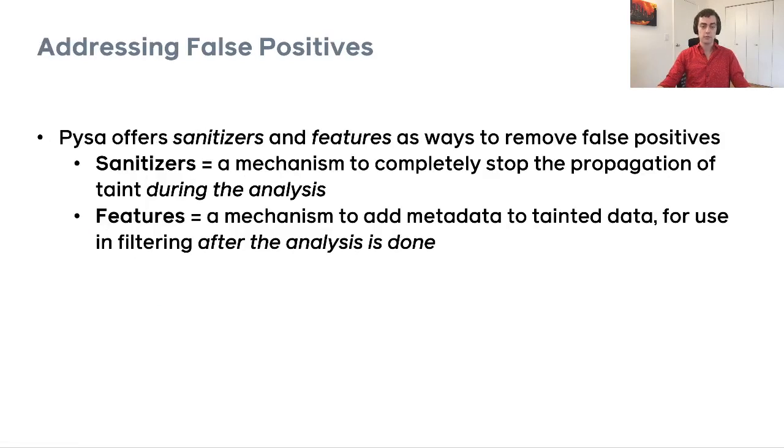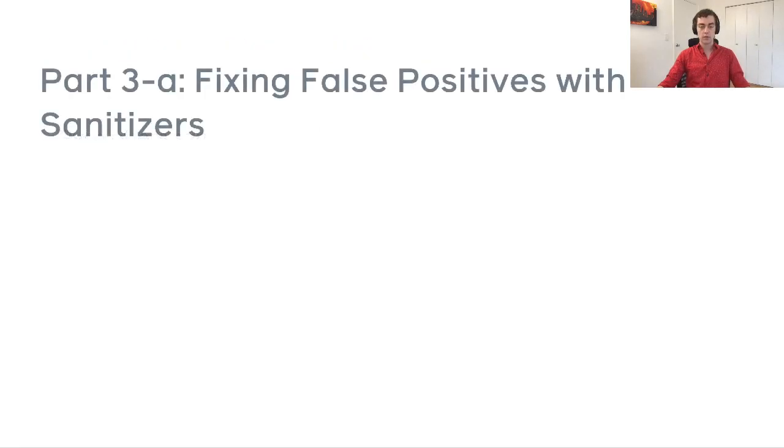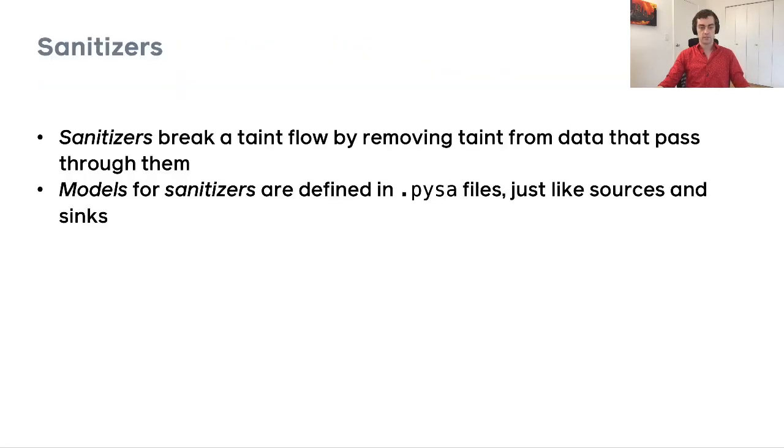So Pysa offers two different kinds of tools for addressing all these false positives. We have sanitizers and features. Sanitizers are a more blunt tool. They're a mechanism to completely stop the propagation of tainted data during Pysa's analysis. Features offer a little more nuance. They're a mechanism to add metadata to the flow of tainted data, and then we can use that to filter out issues after the analysis is done. So we'll start off by looking at sanitizers.